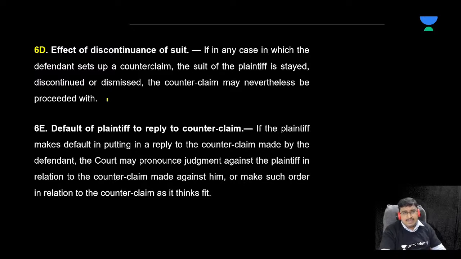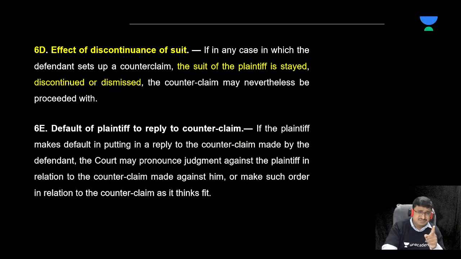Friends, 6D. Rule 6D is related to the effect of discontinuance of suit. If in any case in which the defendant sets up a counterclaim, the suit of the plaintiff is stayed, it is the important one. If a stay is granted with regard to all the proceedings in the suit of the plaintiff, or it is discontinued or dismissed, the counterclaim may nevertheless be proceeded with.